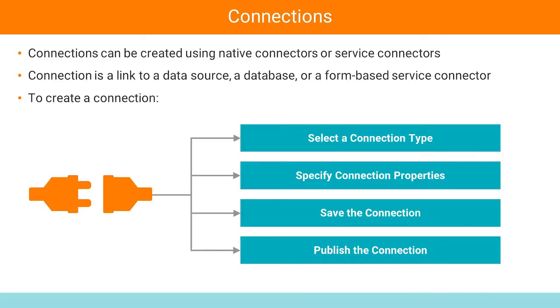Connections can be created using native connectors or service connectors. A connection is a link to a data source like Salesforce, a database, or a form-based service connector. To create a connection, select a connection type. Specify connection properties, for example, name, description, and other connection parameters. Save and publish the connection. After doing this, you can now see the objects associated with the connection.